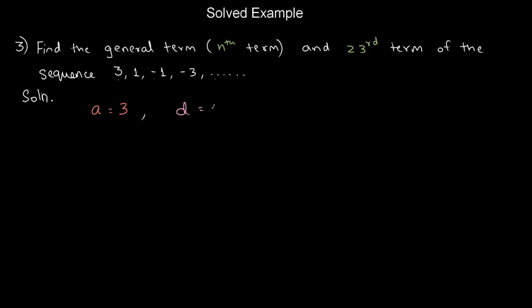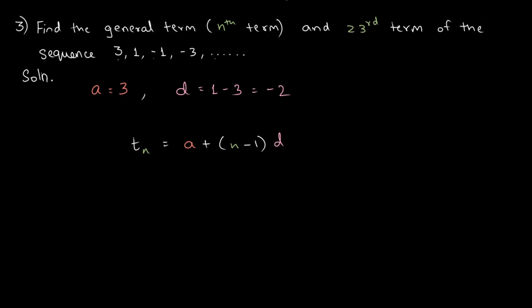So 1 minus 3, or minus 1 minus 1, is negative 2. So a is 3, d is minus 2, and we want to find the general term. You remember the formula for the general term, or the nth term: Tn is equal to a plus (n minus 1) into d. This is the formula for the general term which we will be using in this sum.